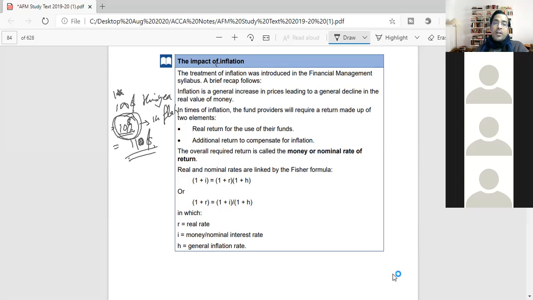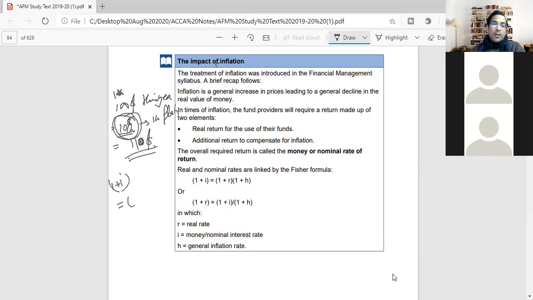What is the difference between the nominal and real? The inflation, 1 plus I, generally when we talk about the inflation rate is very high, it is like this. 1 plus R, which is the real rate of growth, times 1 plus H, which is general inflation rate. So that gives us, let's call it N for nominal growth. So nominal growth is equal to real growth times 1 plus inflation.